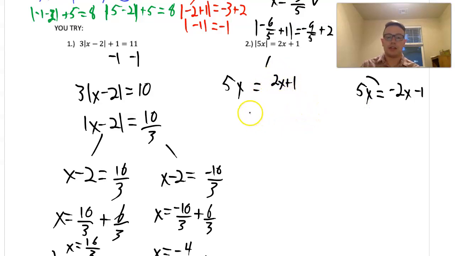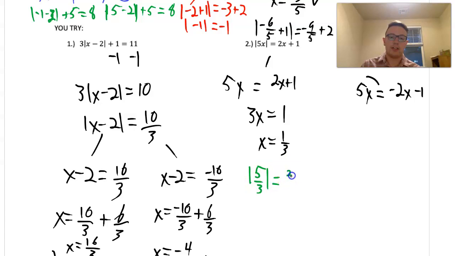We're going to subtract 2x. So this becomes 3x is equal to 1, or x is equal to 1/3. And so now let's put this back in, see that that works out. Is the absolute value of 5/3 equal to 2/3 plus 1? Yes, it is. This will be 2/3 plus 3/3, so that is good to go.